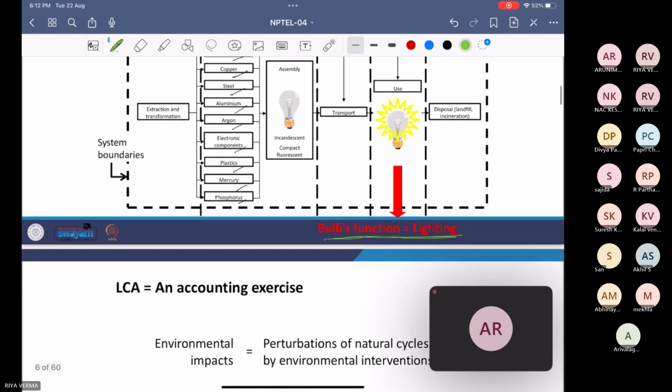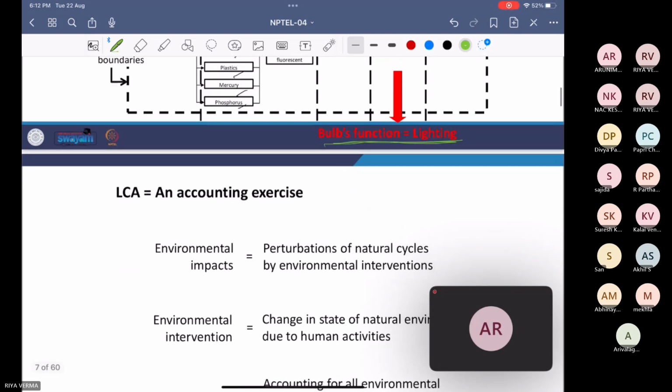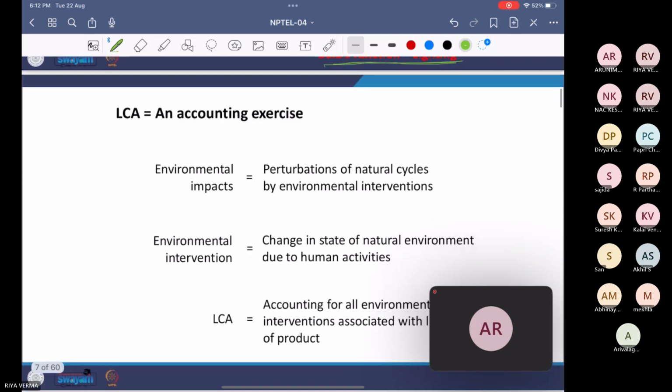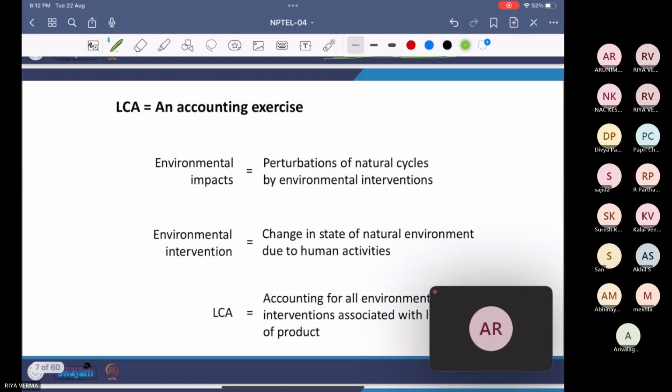So we all know that LCA is an accounting exercise. We have three terms. First is your environmental impact, then is environmental intervention, and then comes our LCA. Environmental impact is the perturbation of natural cycles by environmental interventions. And what are the environmental interventions? These are the change in state of natural environment due to human activity.